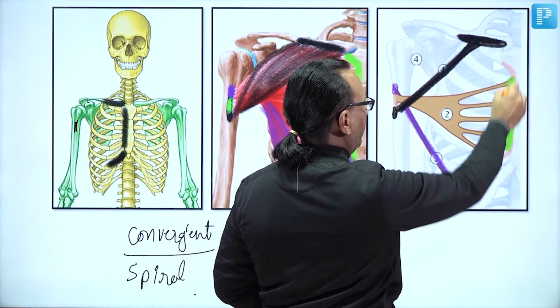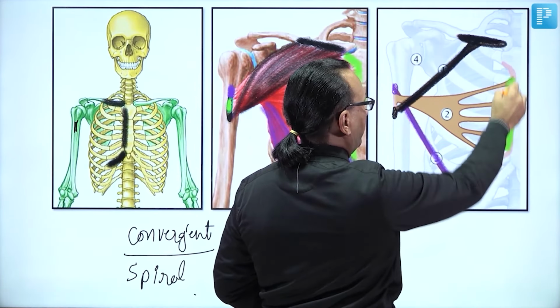The lateral cord will give the lateral pectoral nerve, and the medial cord of the brachial plexus gives the medial pectoral nerve. And since this muscle is a large muscle supplied by two motor nerves, it qualifies to be called a hybrid muscle with more than one motor supply. Now, what about its action?